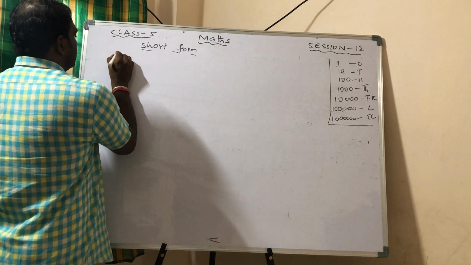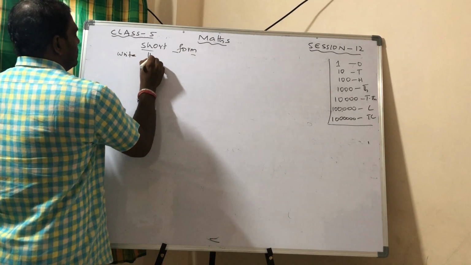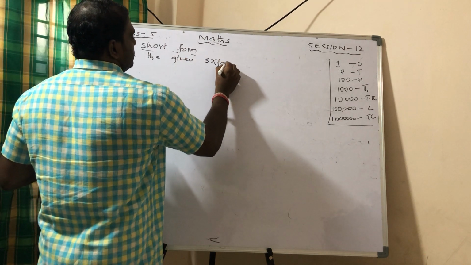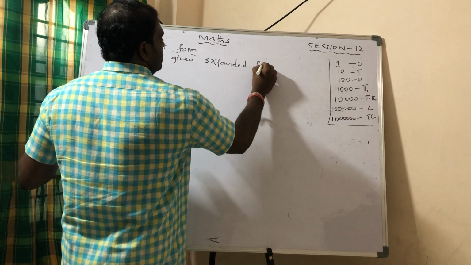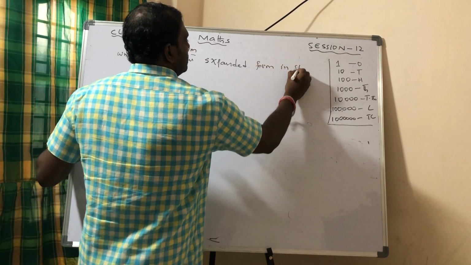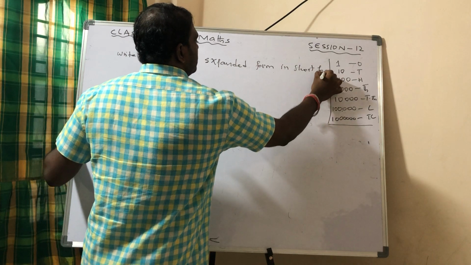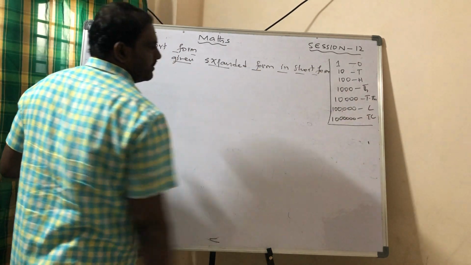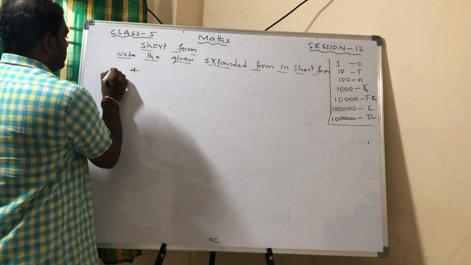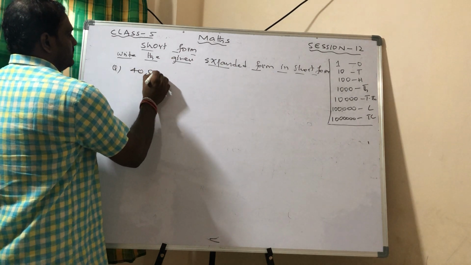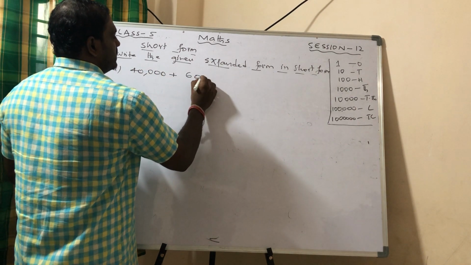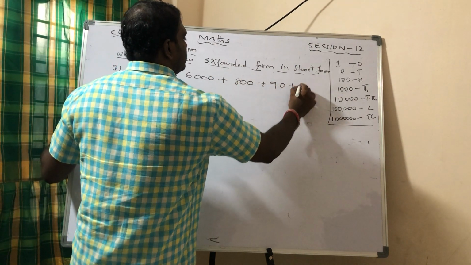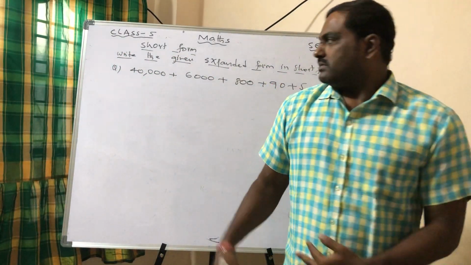So, question: write the given expanded form in short form. This is the question. What is the question? Write the given expanded form in the short form. So look at this. The question is 40,000 plus 6,000 plus 800 plus 90 plus 5. Suppose this is the question.